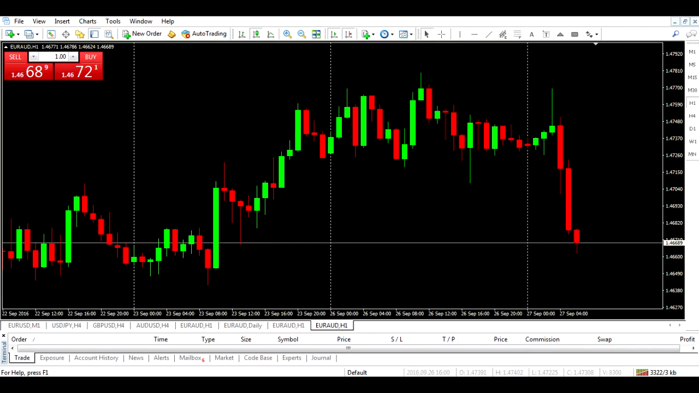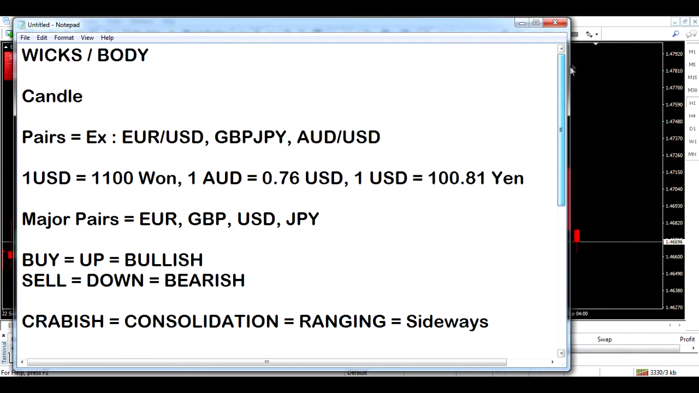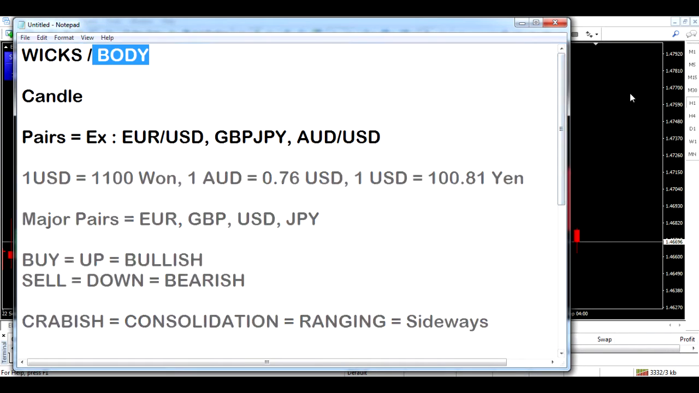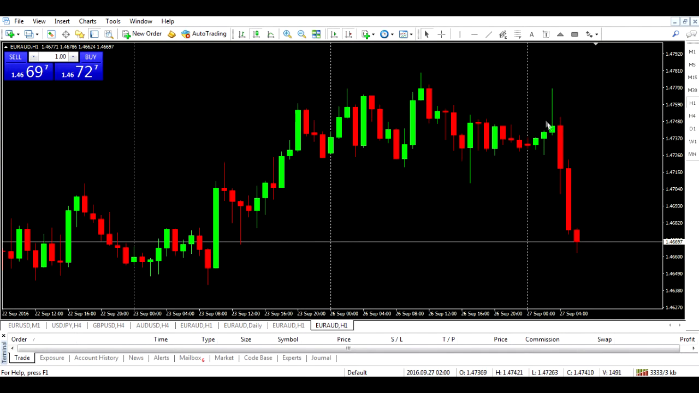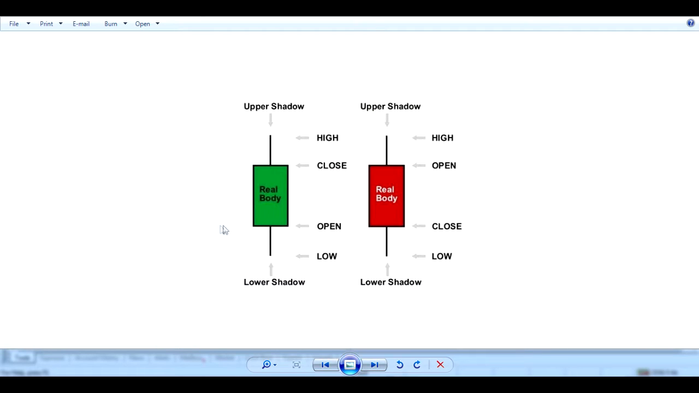So you see this drawing here, this thin line and this thick line in a candlestick. It's composed of two things: the wicks and the body. Let me show you that. A candlestick is composed of wicks and body. Let me show you a picture. This is an example of the components of a candlestick.